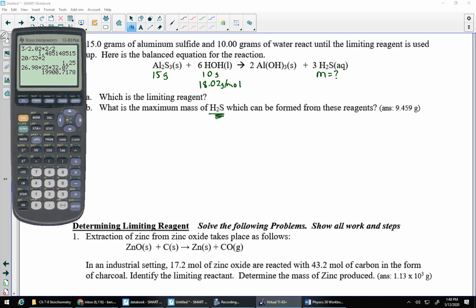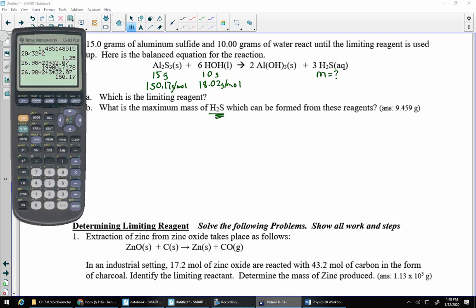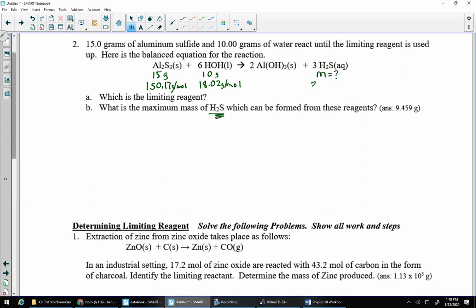Something went horribly wrong there. So 26.98 times 2 plus, I think that's the problem, 3 times 32.07. That's a little bit better. 150.17 grams per mole. And then might as well do the hydrogen sulfide as well. So I've got 2 hydrogens, so that's 1.01 times 2 plus 32.07 for the 1 sulfur, 34.09 grams per mole. Okay, nice.